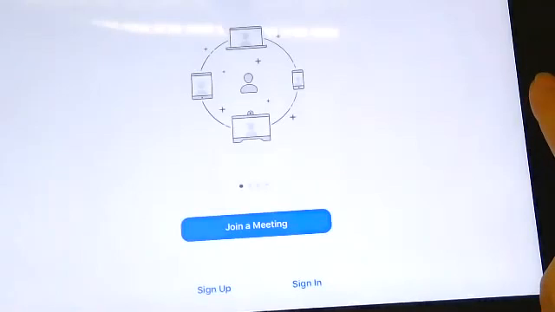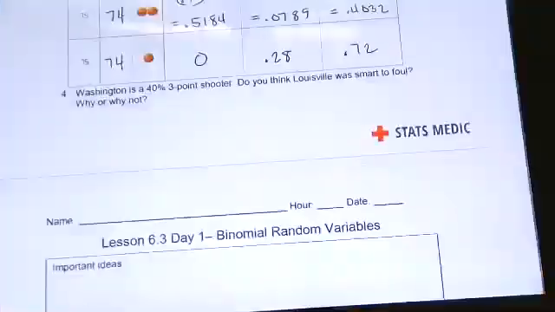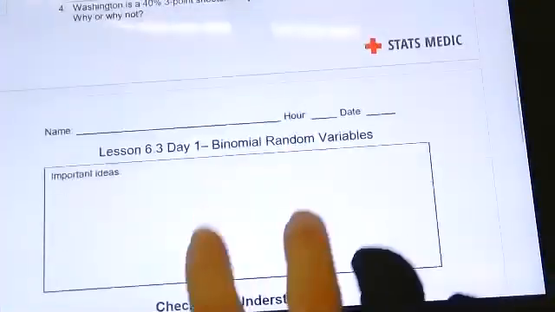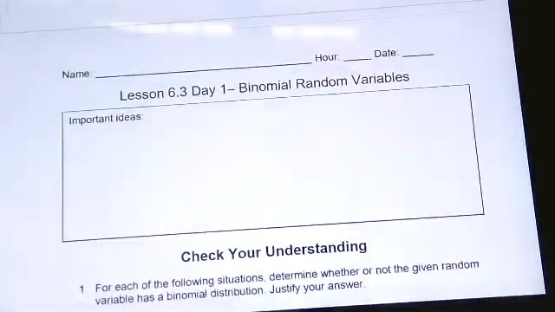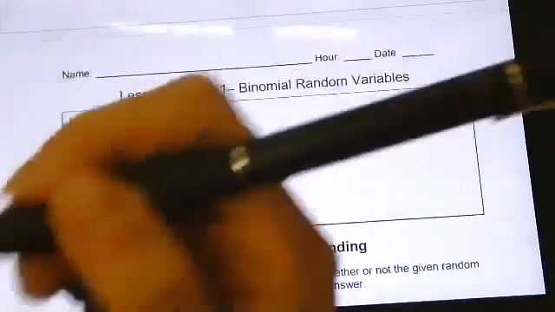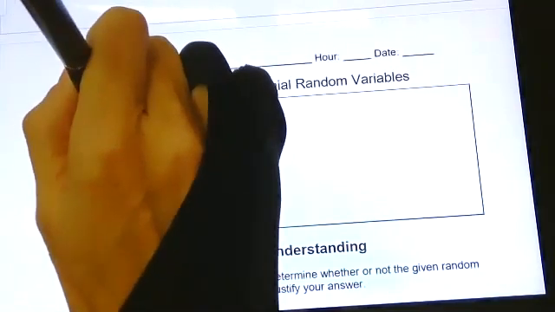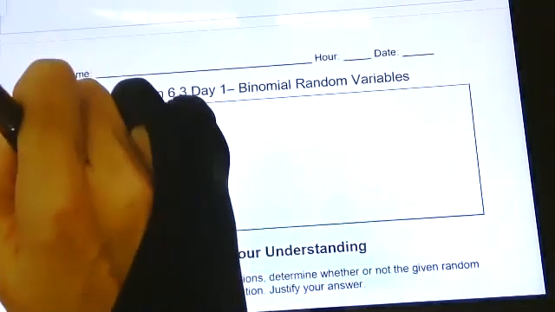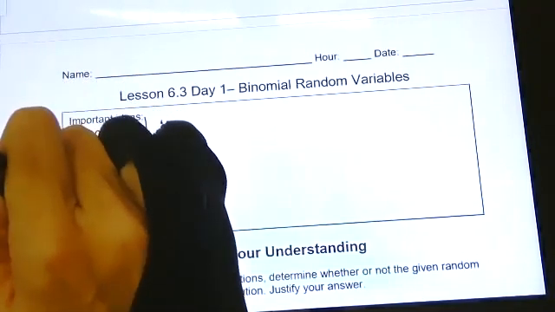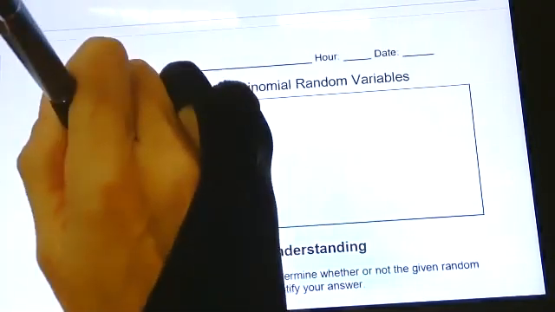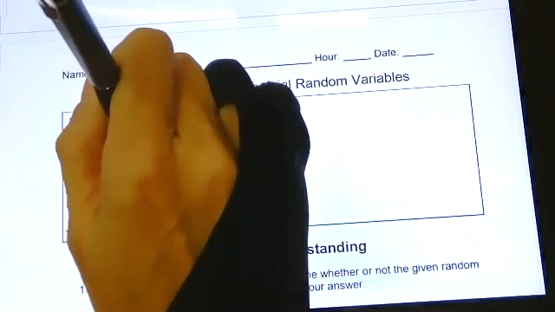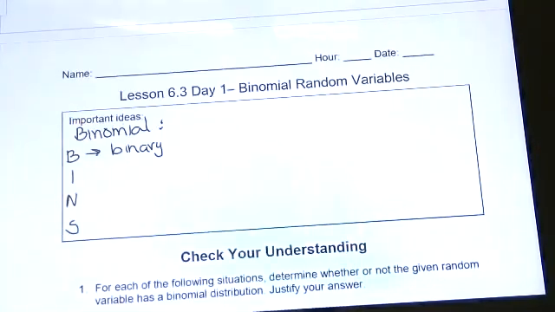I don't want to go here. There we go. Okay. So binomial random variables, because this was a binomial. So the first thing you need to know is, how do you tell if you have a binomial? So we're going to look for BINS. Okay, B stands for binary. Binary means there's two outcomes, success or failure.